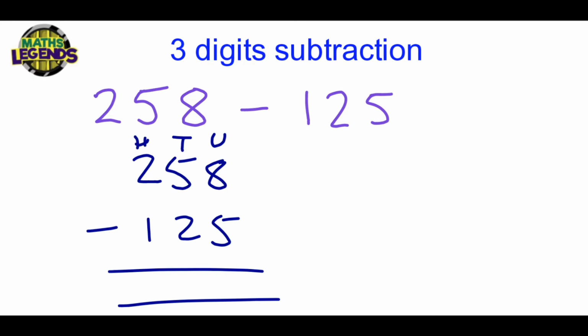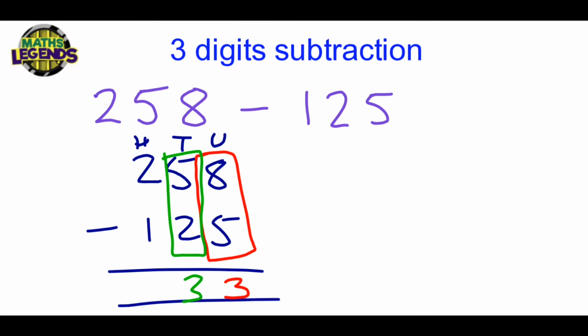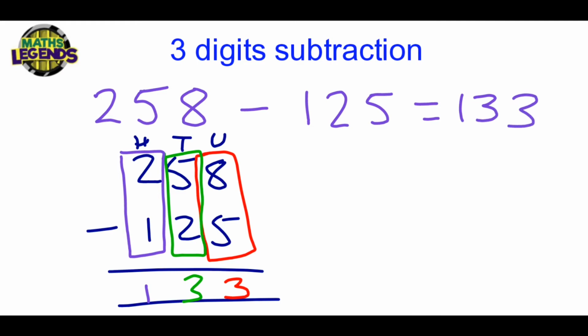So starting from the right-hand side, the question becomes 8 take away 5. So 8 take away 5 is 3. Next column along, 5 take away 2, which is 3. And the next column, 2 take away 1, which is 1. Answer is 133. Let's look at another example.